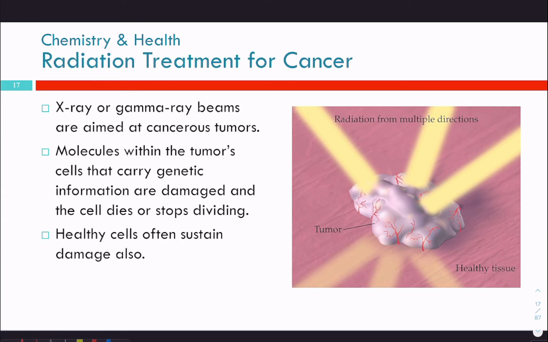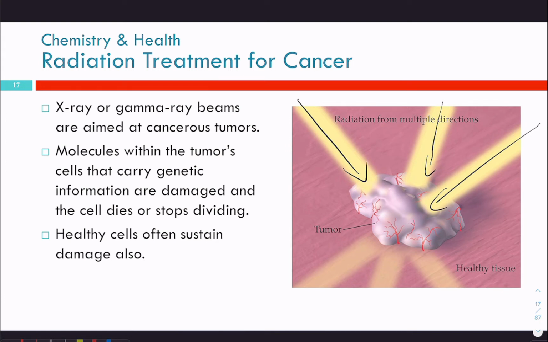So X-ray or gamma ray beams can be aimed at cancerous tumors. I think this is really, really cool. One of the ways you can do it is you pass really weak beams of radiation from multiple directions, so that wherever they cross is receiving a very high dose of radiation, but everything around it receives a very low dose of radiation.